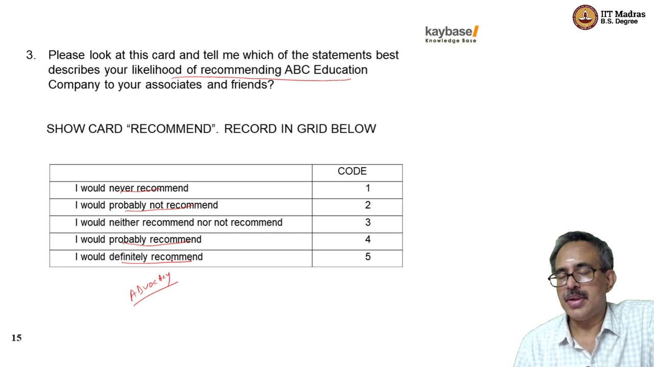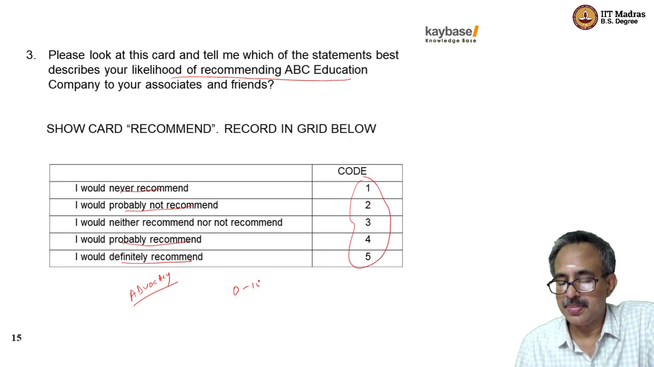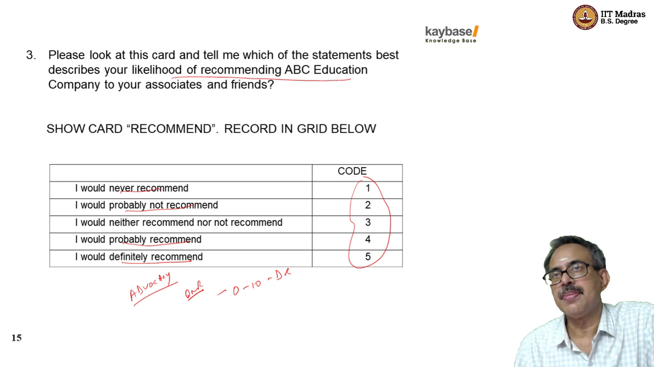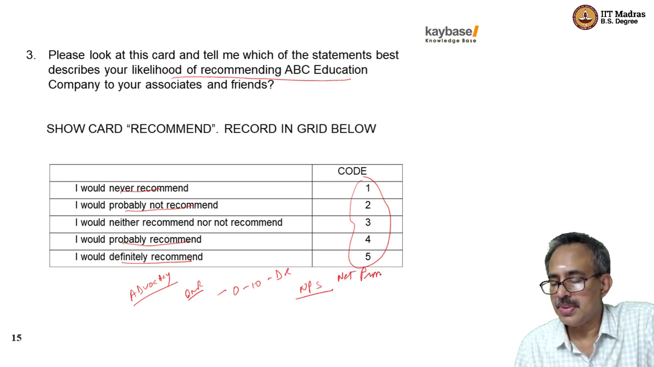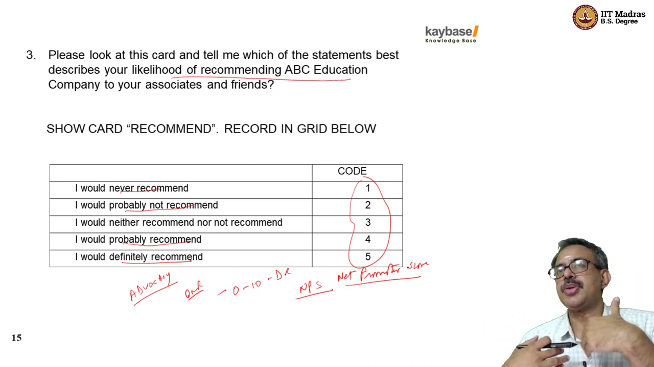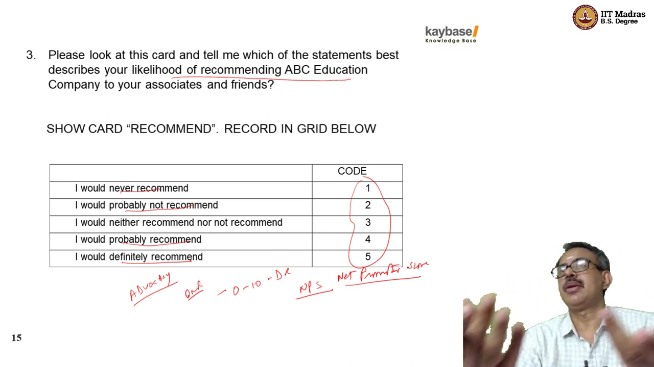Now, there are many research companies that use a variation of the scale. They don't use this scale. They use a 0 to 10 scale, where 10 is definitely recommend and 0 is definitely not recommend. That is called an NPS scale. NPS stands for Net Promoter Score. Here the consumer becomes a promoter. The consumer goes and tells other people, buy this, I recommend it.